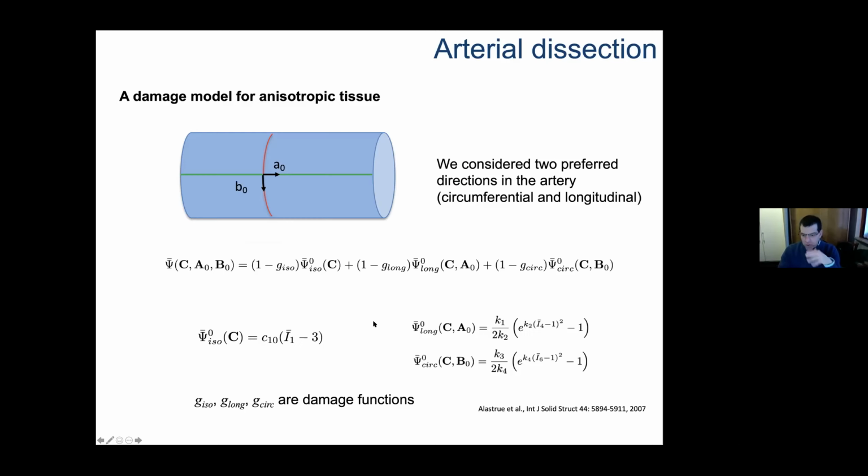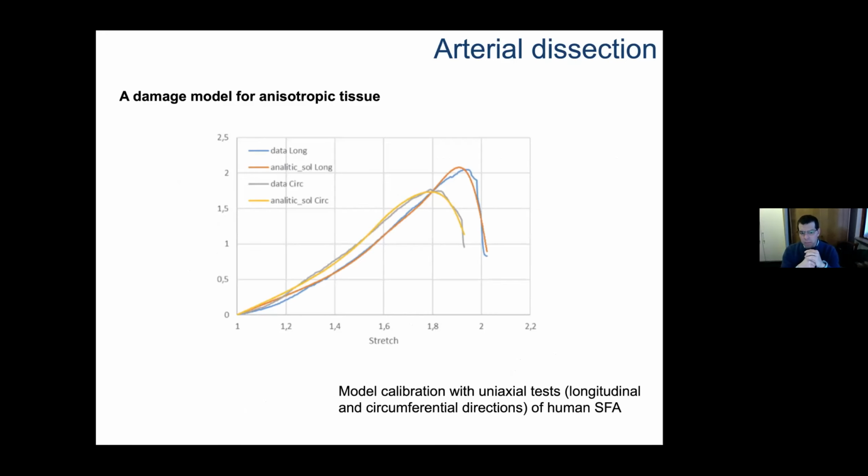I won't go into the details of the formulation of these damage functions. Basically, they are formulated in such a way that they are only monotonic functions. So once the damage occurs, it is irreversible; we don't allow for the tissue to heal in this case. Using this formulation, we were able to reproduce the uniaxial test conducted in human SFA. We conducted this experimental test in the lab, and we fit our strain energy functions, our model, to this test in order to describe the tissue appropriately.